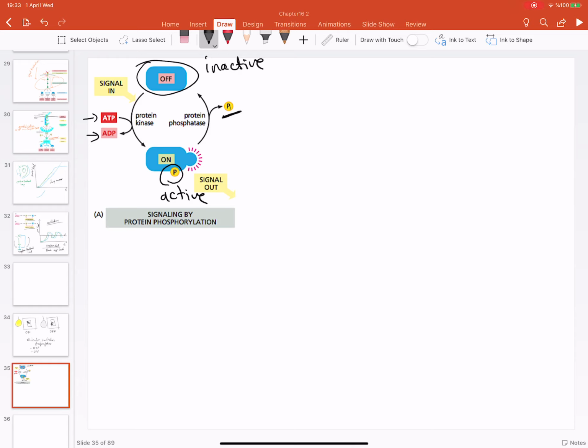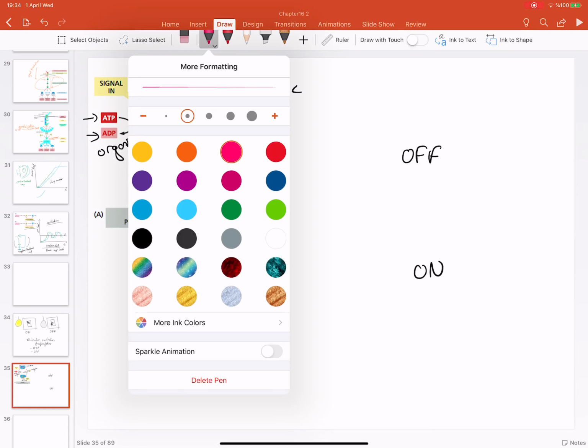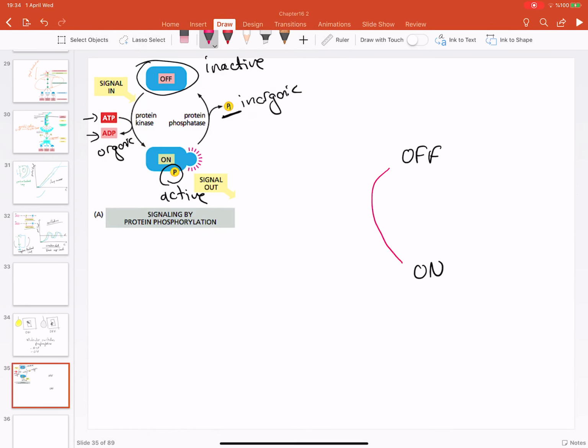So this kind of signaling molecule shuttles between the active and the inactive states by adding the phosphate from the ATP and by removing the phosphate group. Of course, the added phosphate here is organic because it's coming from the ATP, and the removed phosphate here is inorganic because now it's just the inorganic phosphate group. Now, there is the off state and the on state, and it goes between them, and the enzyme that turns it on, which is adding the phosphate, is called the kinase.